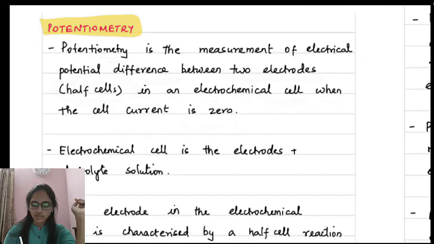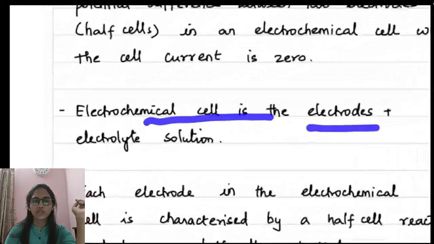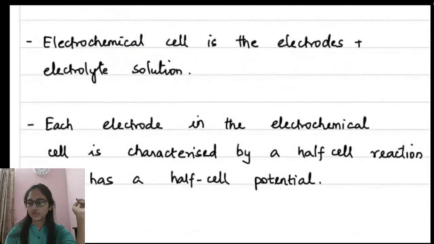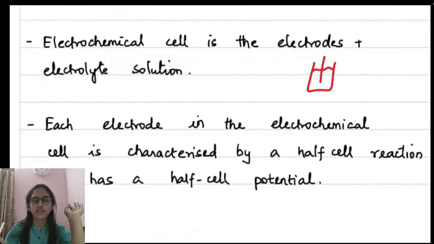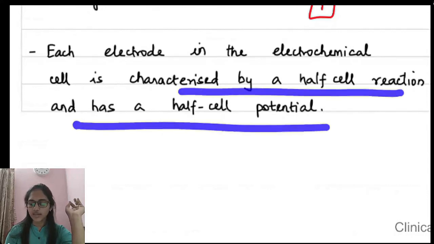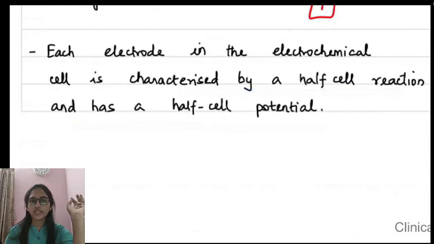All right. So now the electrochemical cell is the electrodes plus electrolyte solution. All right, it is the electrodes plus electrolyte solution. So everywhere in the electrochemical cell, be it a reference electrode or an indicator electrode, you will have an electrode and that is dipped in an electrolyte solution. So this will be the electrochemical cell, right? So each electrode in the electrochemical cell will be characterized by the half cell reaction and has a half cell potential. So that's what I told you.